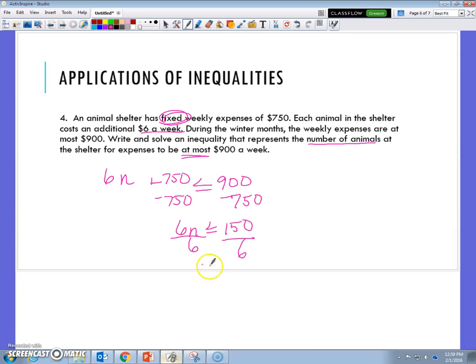And we divide, and a must be less than or equal to 25. All right, less than or equal to 25. And if you want the long division, I can show you that too. We're probably getting pretty good at this by now. 25. Okay, so they need to keep less than or equal to 25 animals. All right.